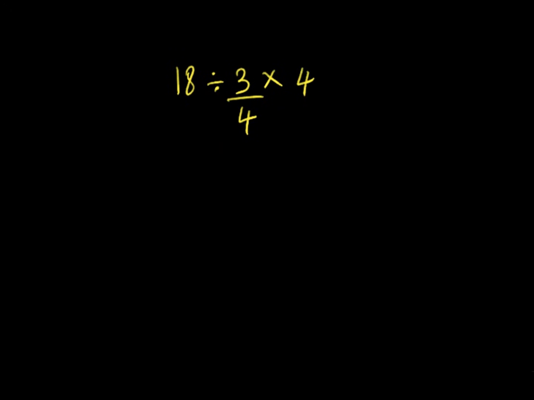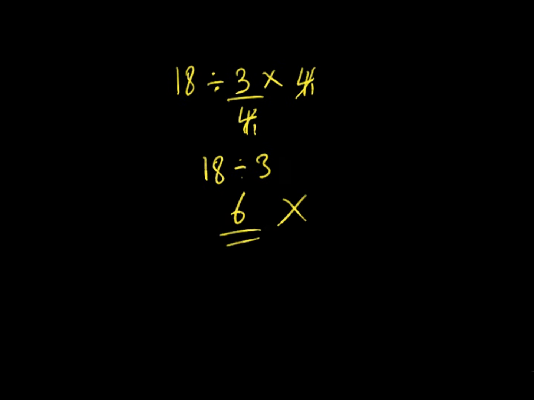18 divided by 3 over 4 times 4. 4 into here will give us 1. 4 into here will give us 1. Then we are left with 18 divided by 3. 18 divided by 3 will give us 6.